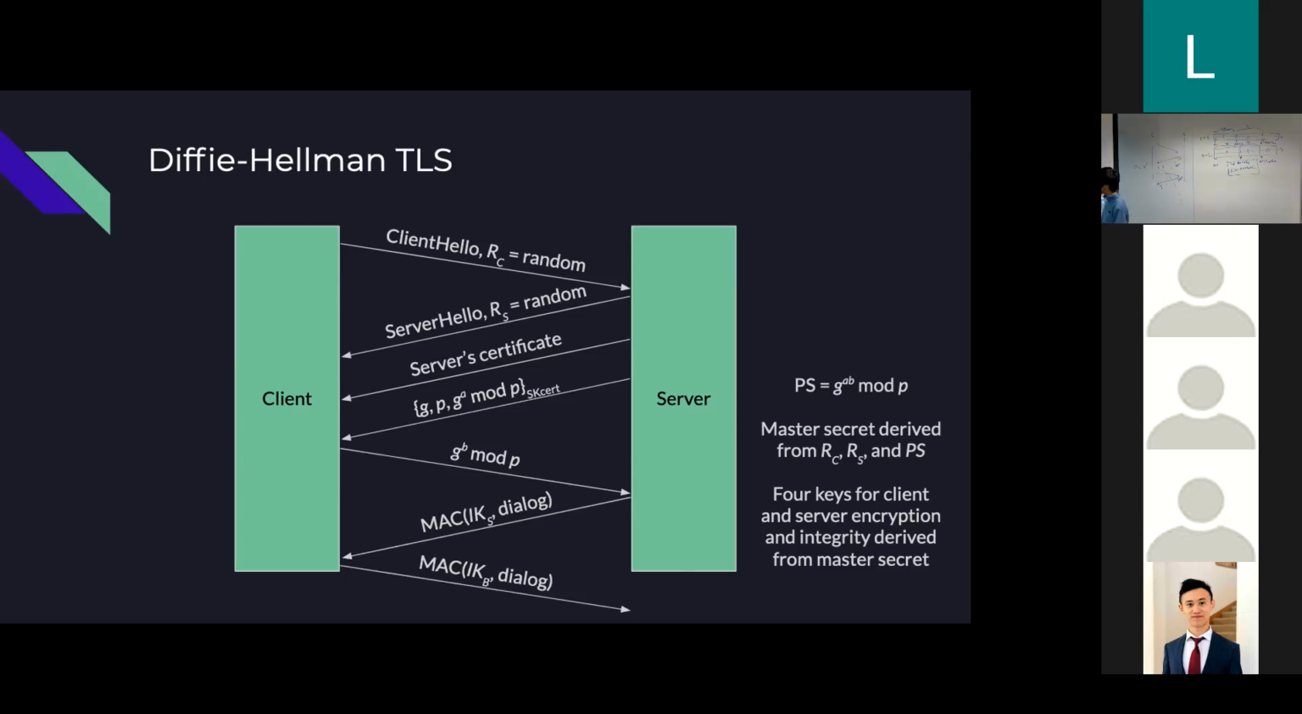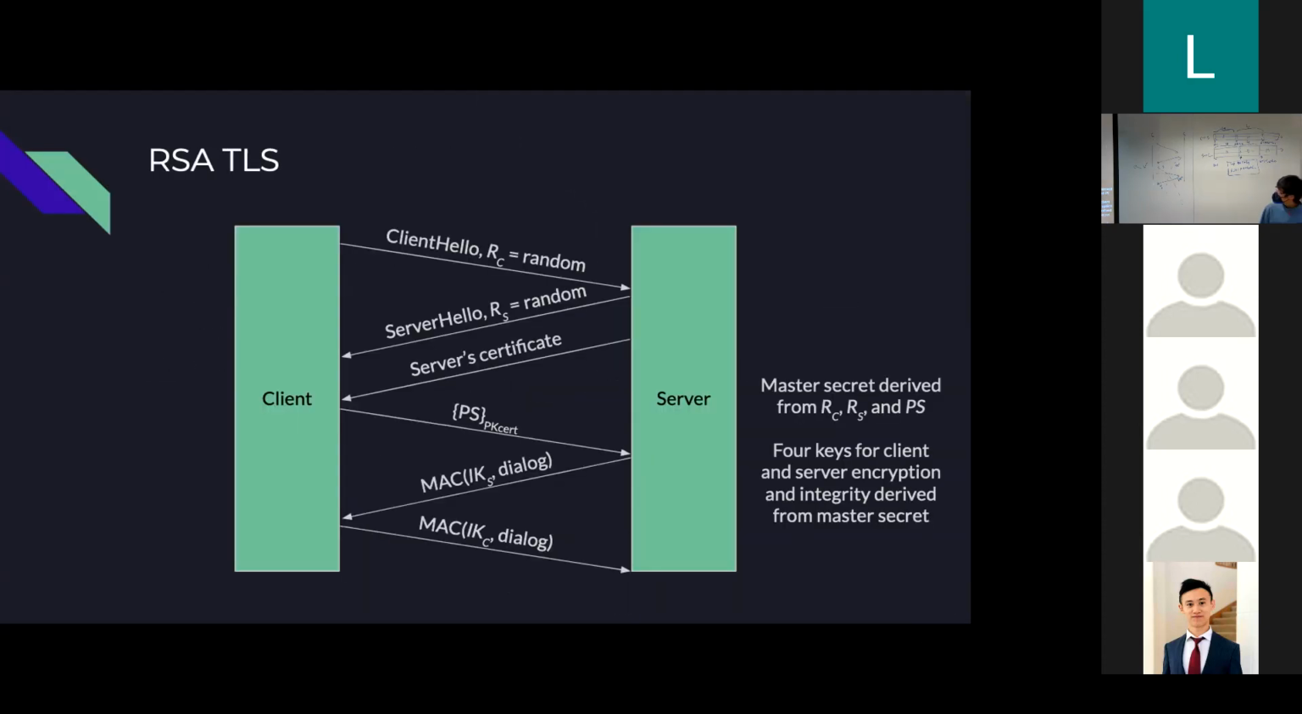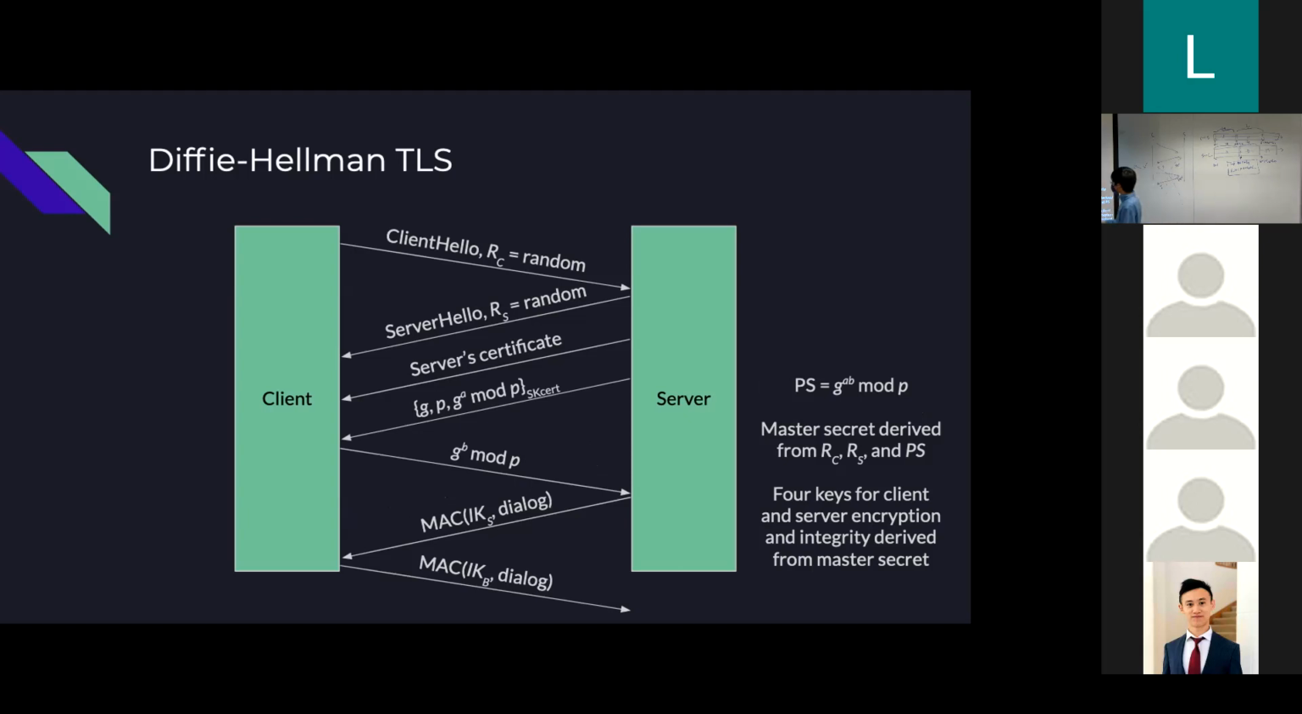Instead of just encrypting a pre-master secret and sending it over to the server, we're actually going to do a Diffie-Hellman in order to derive the pre-master secret. So it's the same g to the ab mod p. When the server sends its pile of data, it includes a signed g to the a mod p. And the client will also send a g to the b mod p.